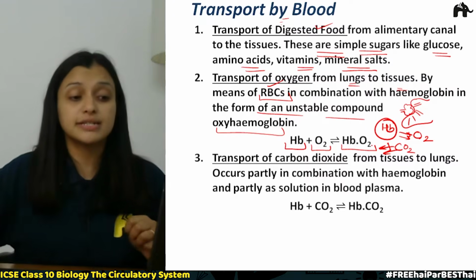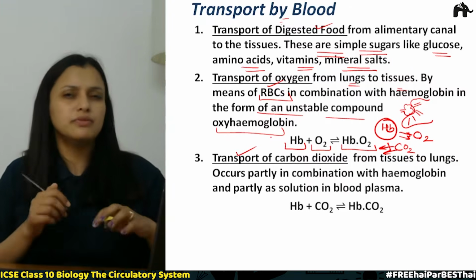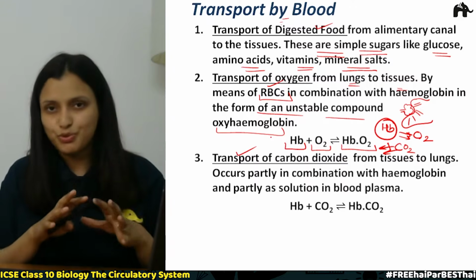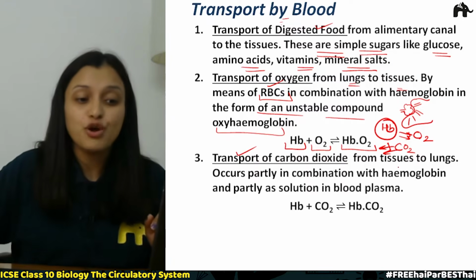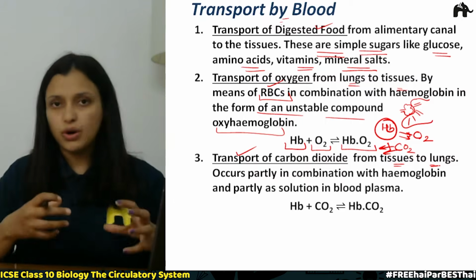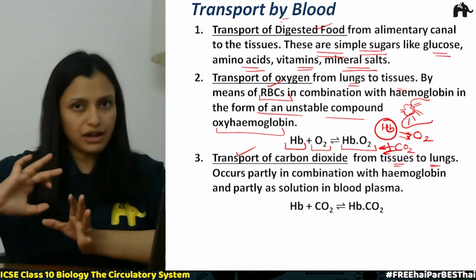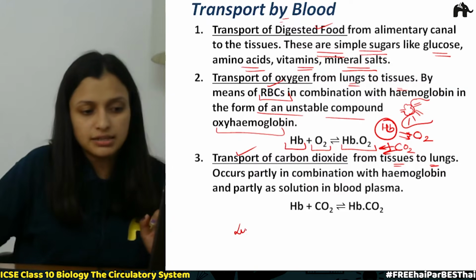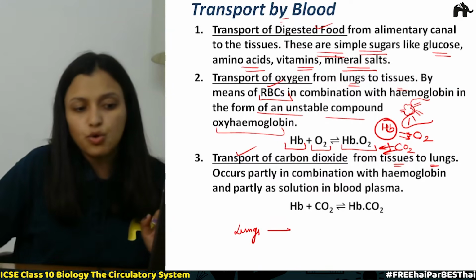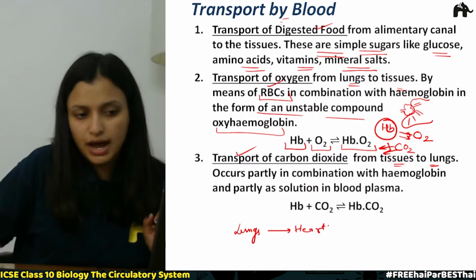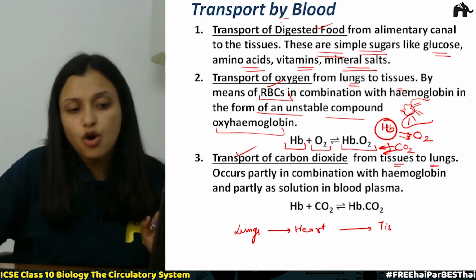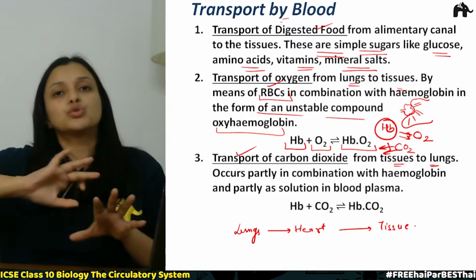The third function is transport of carbon dioxide, which we almost studied in point 2 also, right? So from tissues to lungs. What happens? Oxygen rich blood will go back from the lungs, so these are the lungs, to one side of the heart, and from the heart this oxygen rich blood will go to the body tissues.